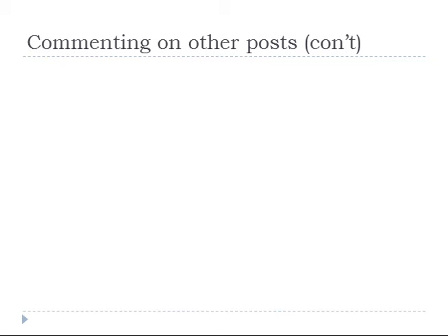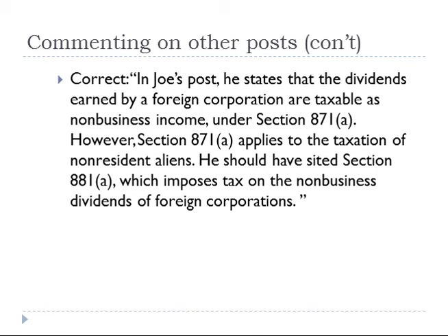Here's how that post should have read. In Joe's post, he states that the dividends earned by a foreign corporation are taxable as non-business income under Section 871(a). However, Section 871(a) applies to the taxation of non-resident aliens. He should have cited Section 881(a), which imposes tax on the non-business dividends of foreign corporations.